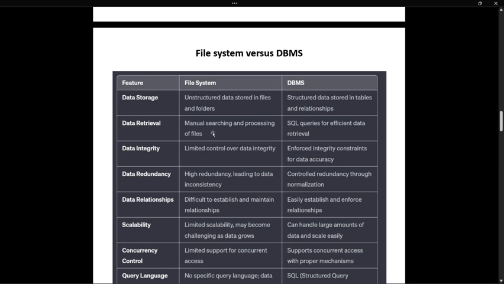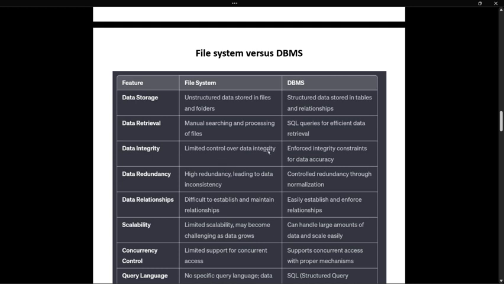Manual searching and processing of files. For example, if we want to access any file, we go into the folder, we search for the file, we open each and every folder. But in DBMS, we just write one line of query, that means a syntax-like statement. Once we write that, the query solves it by default and gives the data whatever we need.